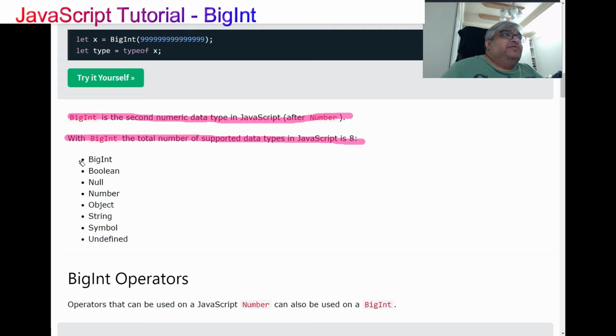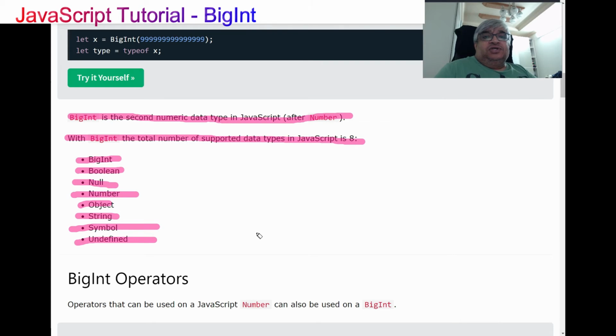So the first one is BigInt. We have the boolean, you all know that, true, false, and then we have null, number, object, string, symbol, and undefined. So these are totally 1 2 3 4 5 6 7 8 data types. So if someone asks you how many data types there are, your quick answer will be 8, right? Not 7, because now we have the very interesting and lovely BigInt here.